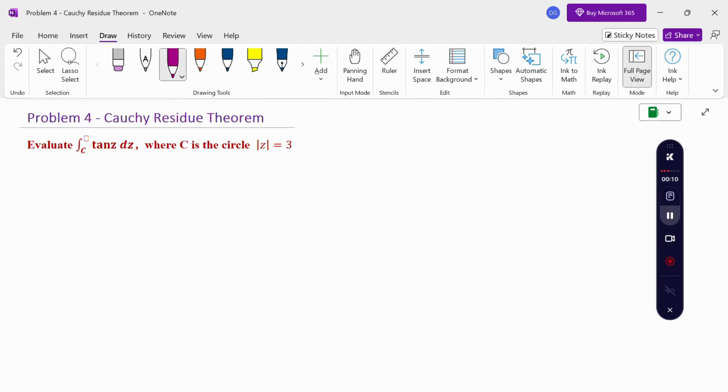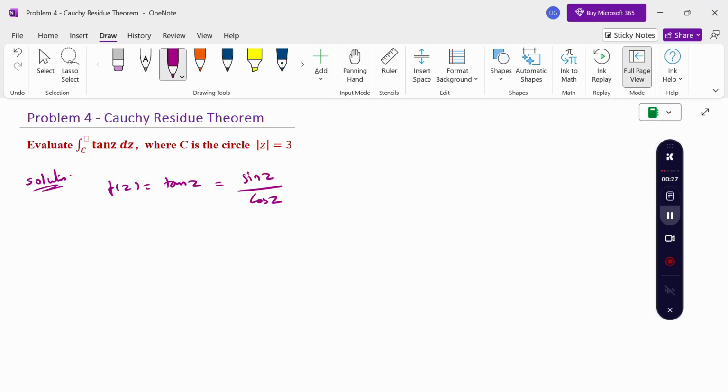Look at this problem. Evaluate the integral over C of tan Z, where C is the circle modulus of Z equal to 3. So here f of Z is nothing but tan Z, that is sin Z by cos Z.